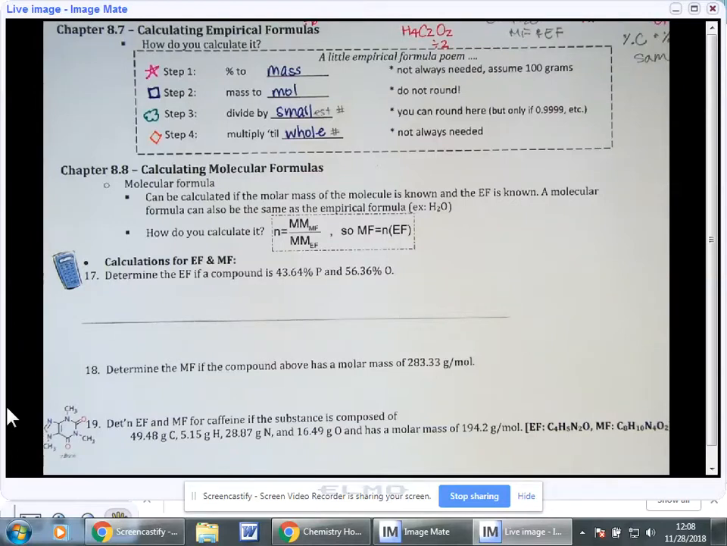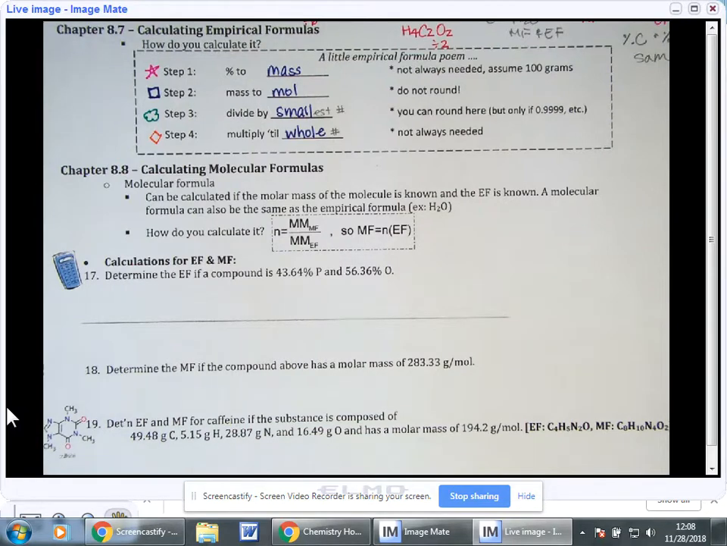This screencast is going to discuss how to calculate empirical and molecular formulas. So let's say we have a compound and we want to analyze its composition, its percent composition. We can put it in a machine and it will spit out the percent composition, but it won't tell us exactly what the formula will be. So we can do a calculation.